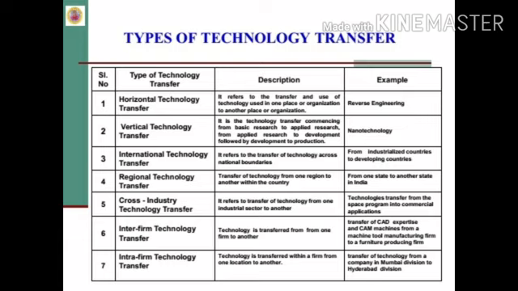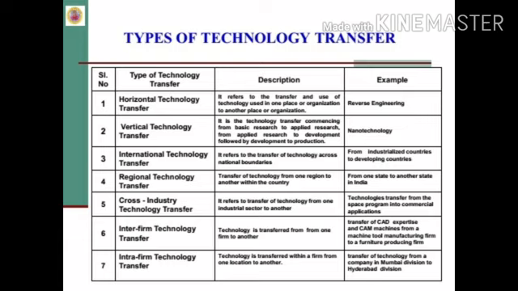International technology transfer. So here we can understand there is a transfer of technology across the national boundaries, from industrialized countries to developing countries. Regional technology transfer means the transfer of technology from one region to another region within the country. So it means from one state to another state in India, like that.